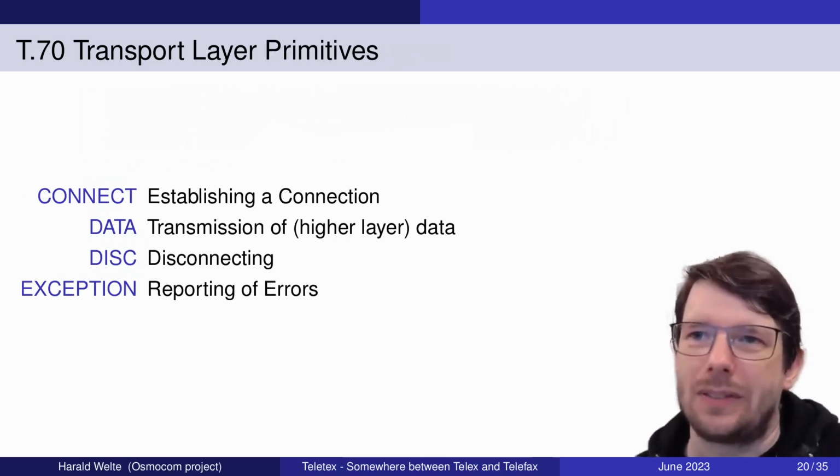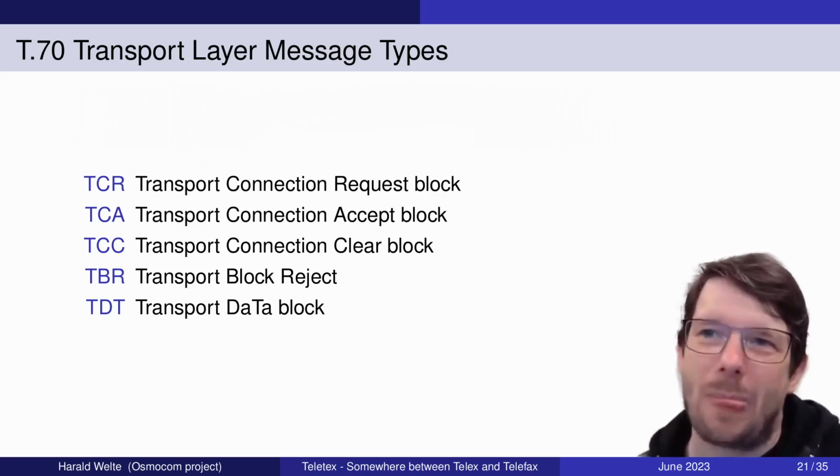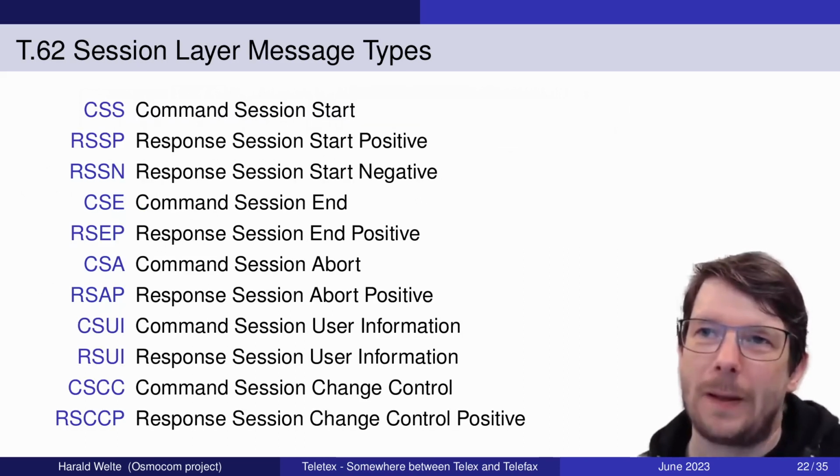Sorry, yeah, that's the primitives, and the messages. We have only 5. So transport connection request, accept, and clear. Pretty obvious what they do. There is a reject message that can reject any of these blocks. That's why they're all called blocks, the first 3. And then we have a transport data block. And the TDT message is used to encapsulate higher layer messages, and that then brings us to the next layer, the session layer of T.62.